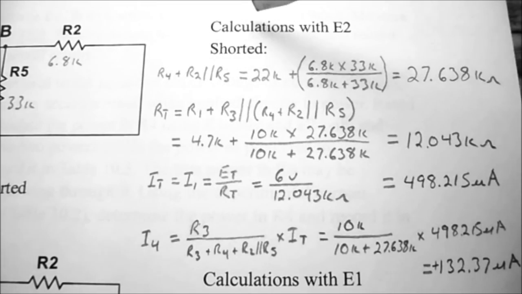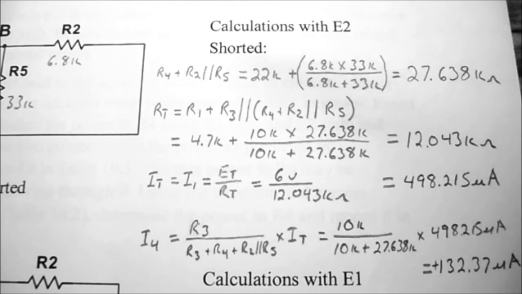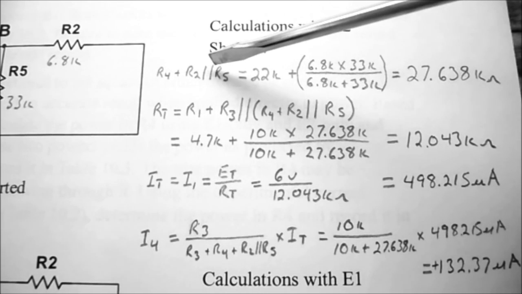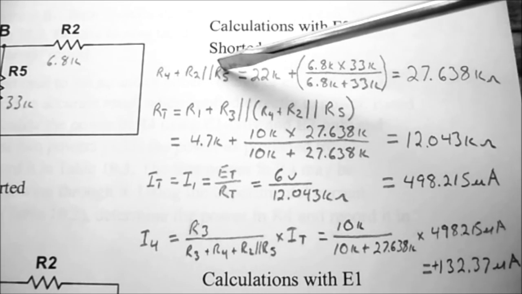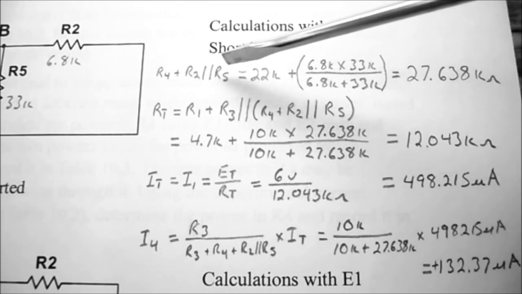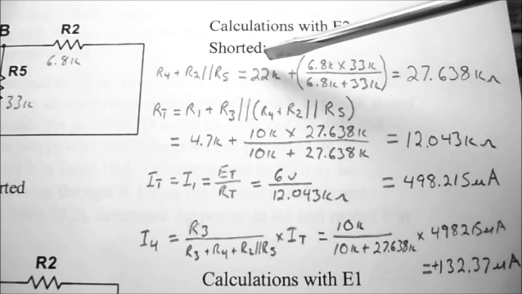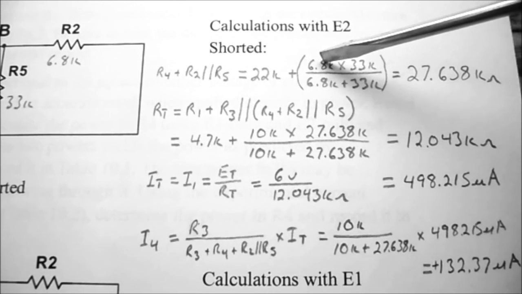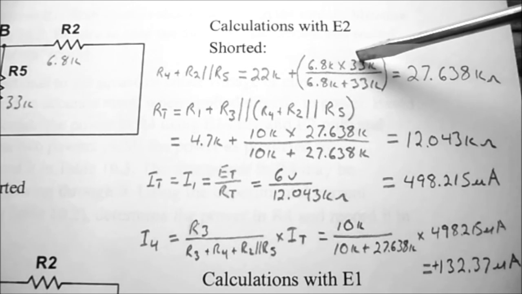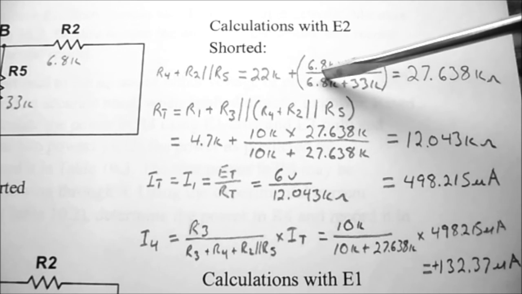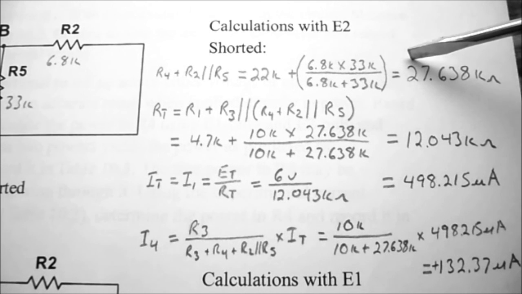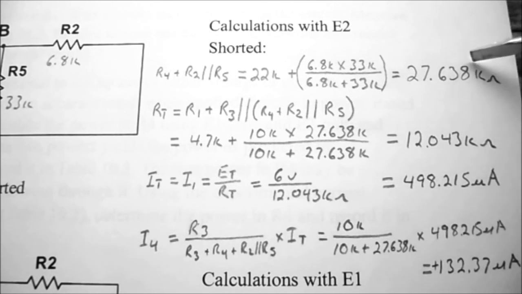So taking a look at the calculations with E2 shorted, I've decided to calculate what R4 plus R2 in parallel with R5 is going to be. So that's going to be equal to 22K plus the 6.8K times 33K divided by 6.8K plus 33K, and that works out to 27.638K ohms.